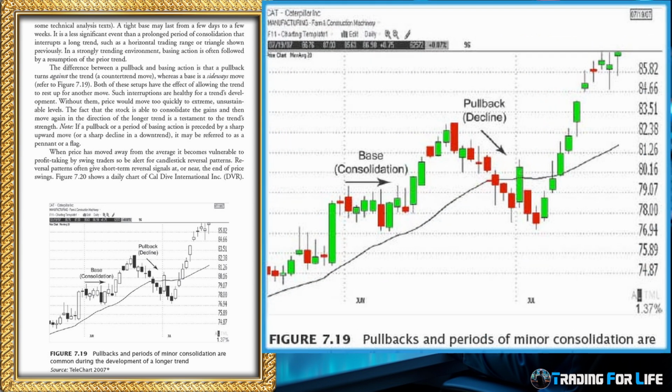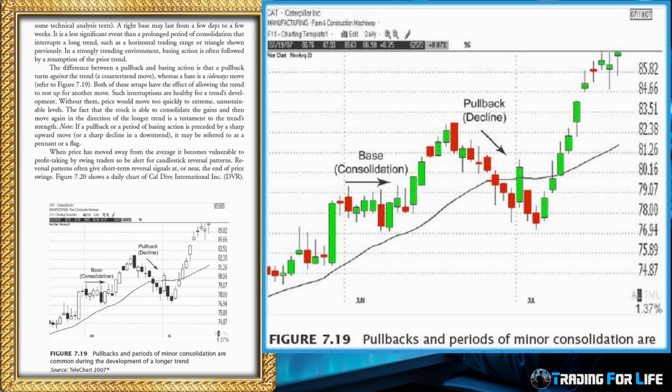Both of these setups have the effect of allowing the trend to rest up for another move. Such interruptions are healthy for a trend's development. Without them, price would move too quickly to extreme, unsustainable levels. The fact that the stock is able to consolidate the gains and then move again in the direction of the longer trend is a testament to the trend's strength. Note: if a pullback or a period of basing action is preceded by a sharp upward move or a sharp decline in a downtrend, it may be referred to as a pennant or a flag.